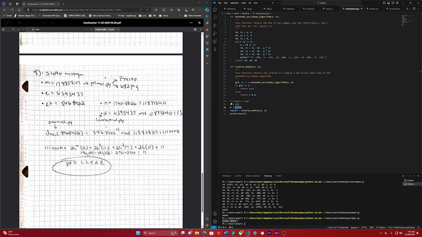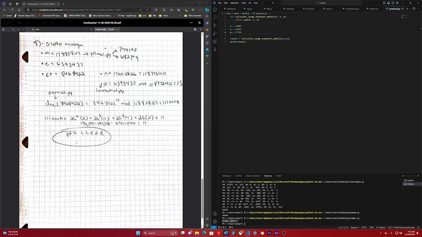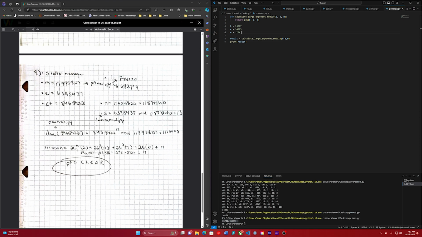So now that I have that, I can decipher the ciphertext. I take my ciphertext to the power of 13, modded by my modulus, it's a really big number. Again, just use powermod.py, make your life easy. I get this number right here. So then it's just a game of, I've got 5 characters, so 26 to the 4th, 26 to the 3rd, 26 to the 2nd, 26 to the 1st, and then 26 to the 0.